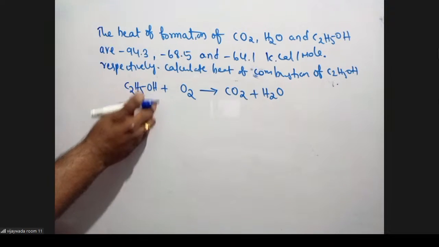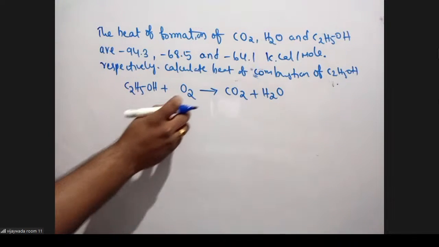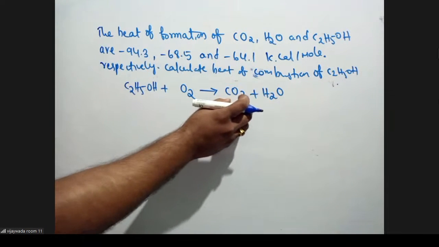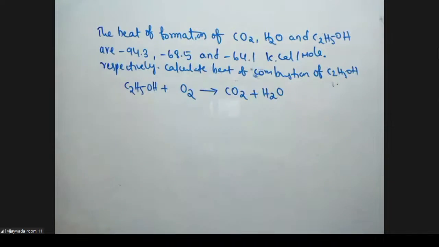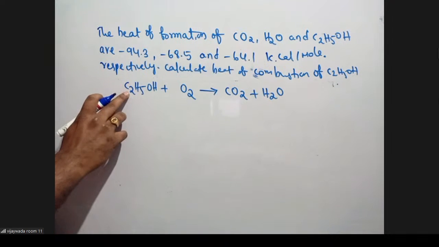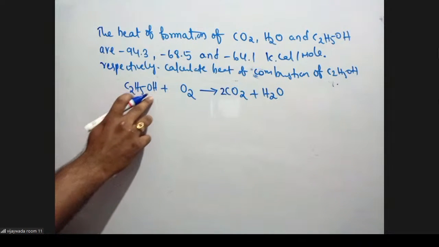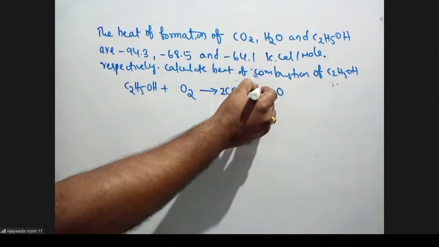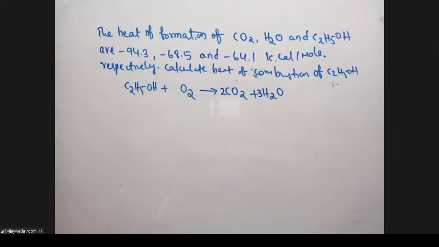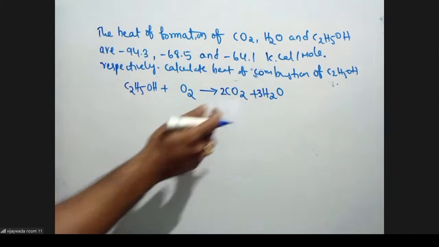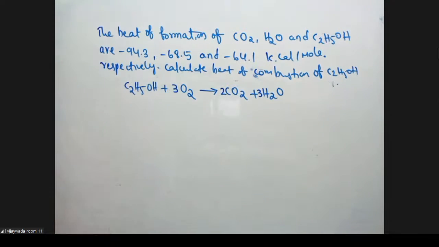Any organic compound under combustion, definitely carbon dioxide and water would form. Balance this equation: 2 carbons here, 2 CO2, total 6 hydrogens, 3 H2O, and oxygens 4 plus 3 is 7, here already 1, so 3 O2. Yes, balanced. Heat of combustion of ethyl alcohol means it must be 1 mole.